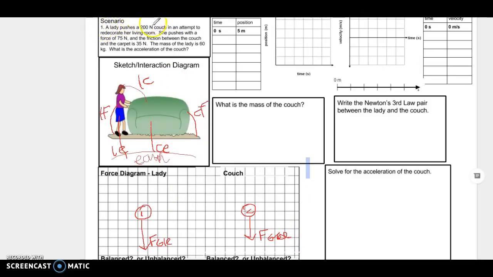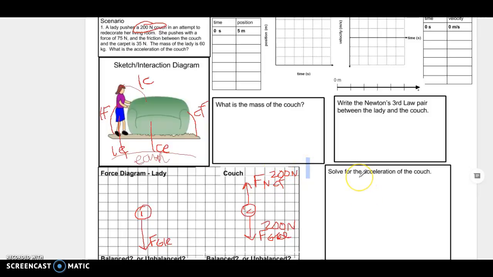A lady pushes a 200 Newton couch, all right? So when it's described like that, that is giving you the weight of the couch. So that's 200 Newtons, all right? So I know up, we have to have a balancing force from the floor, also of 200 Newtons, okay?